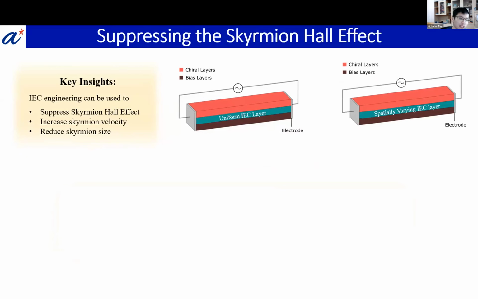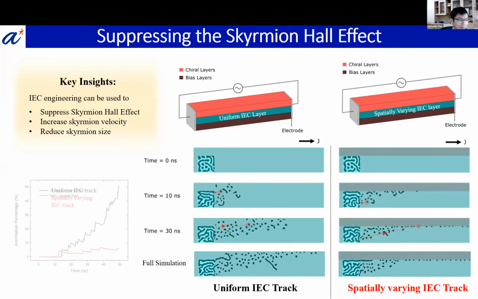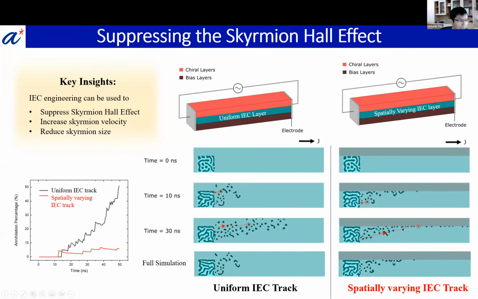So the first thing we have to do is to engineer the IEC layer such that we can suppress this unwanted effect. This is summarized by the graph over here, where we can see the vastly reduced percentage of skyrmions annihilated at the edge of the track when the IEC layer is spatially varied. It should also be noted that with IEC engineering, annihilation only occurs as skyrmions enter the interface and no annihilation occurs thereafter. And an added benefit is that with IEC engineering, we are able to increase skyrmion velocity and reduce skyrmion size, allowing for faster and more compact information transfer.